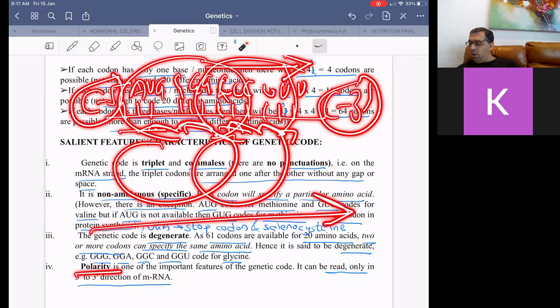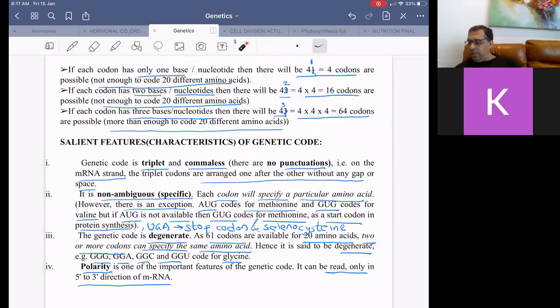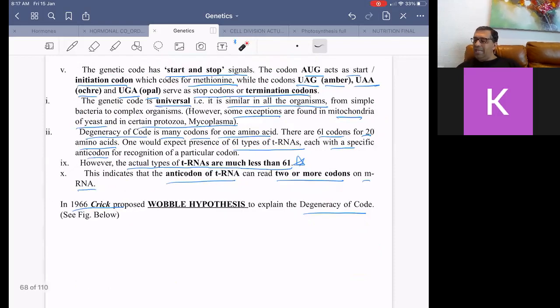Translocation of ribosome, the movement of the ribosome, will be from the 5' end to the 3' end. So that is the polarity. And the genetic code has start and stop codons. AUG acts as the start or initiation codon, and UAG called amber, UAA called ochre, and UGA called opal serve as stop codons or termination codons.